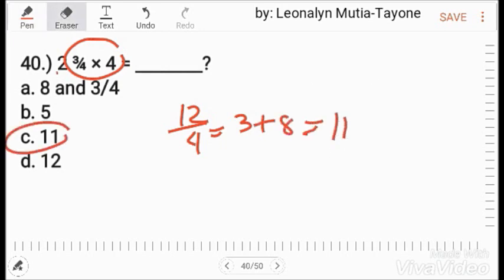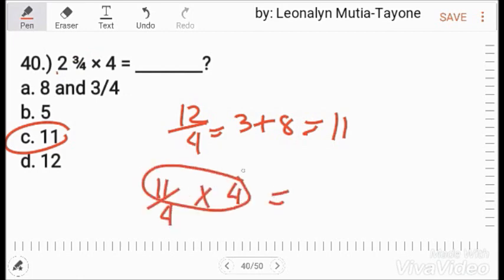Another way, ito 2 and 3/4 ay mixed number siya. Gawin natin improper fraction. 4 times 2 is 8. 8 plus 3 is 11. So, 11 over 4 times 4. So, this is 44 over 4 equals 11.